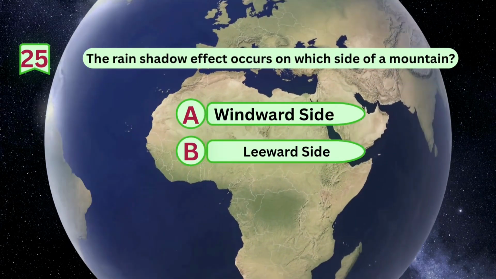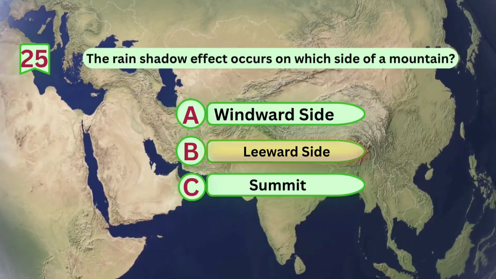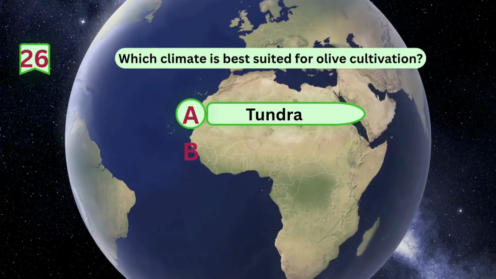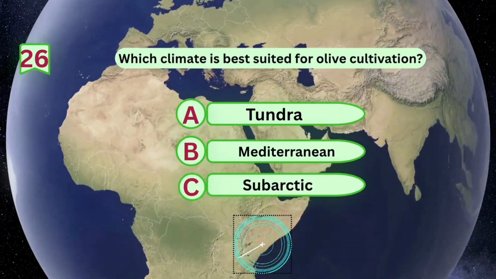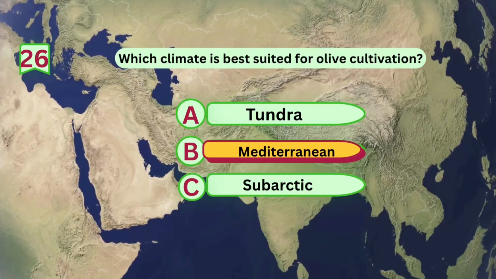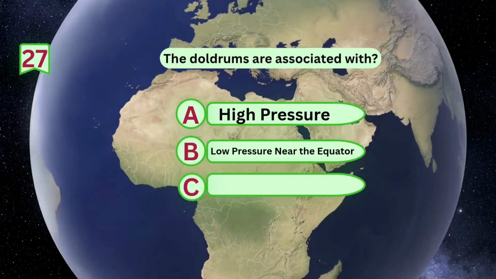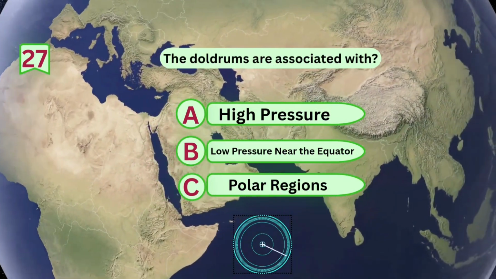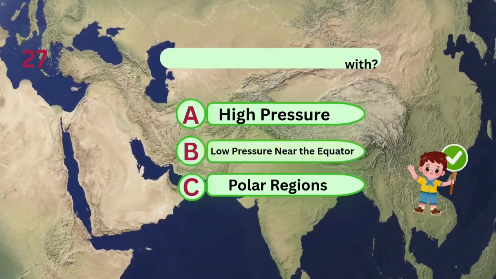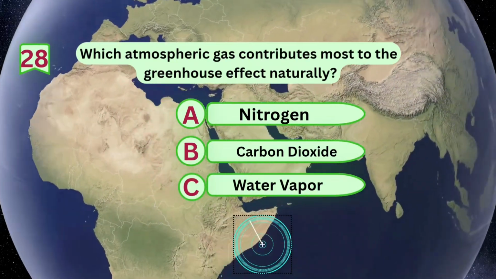The rain shadow effect occurs on which side of the mountain? Which climate is best suited for olive cultivation? The doldrums are associated with... Which atmospheric gas contributes most to the greenhouse effect naturally?